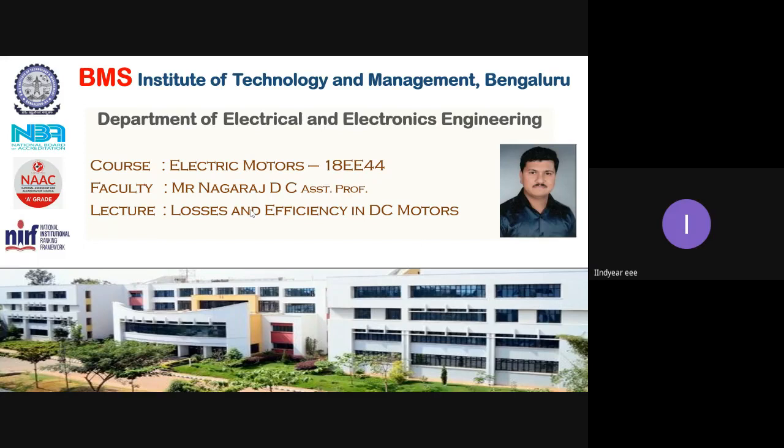Economy, in the sense, can be a power economy. Here economy means power economy. So how economic the machine operation is can be obtained from the value of efficiency. Higher the value of efficiency, more is the economic operation. It means whatever I am investing in the form of input power, the majority of that input power is available at the output to do the useful work.